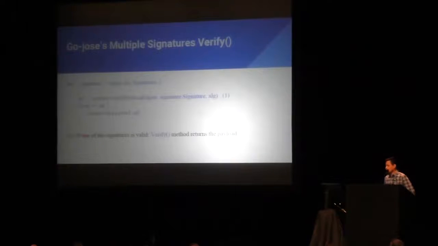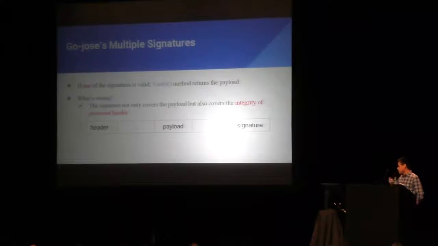The last topic in go-jose is support for multiple signatures. I have rarely seen a real practical use case that actually uses multiple signatures, but then it's in the RFC, so the developer has to implement it. So if you look at the signature verification, it checks whether one of the signatures is invalid, then the method just returns the payload. And what's wrong with that? The problem is the signatures not only cover the payload, but also the protected header, the integrity of the header.